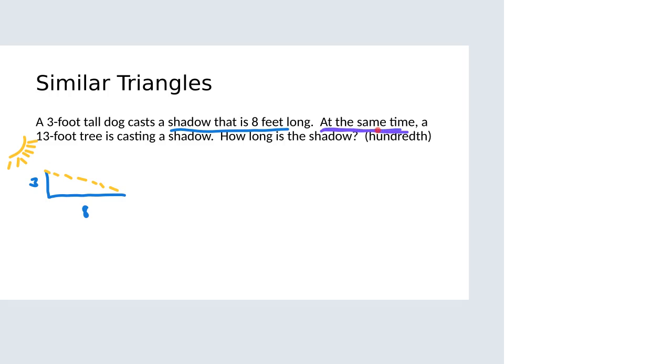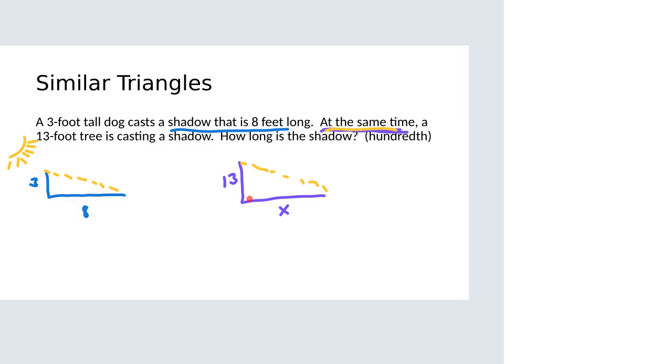A 13-foot tree, so it's 13 feet tall, is casting a shadow. I don't know how long the shadow is. That's what I'm trying to find out. But I do know that at the same time of day, the sun is casting those rays down. Since these angles are the same, and we have a 90-degree angle down here, all 3 angles in the triangles are the same, so they are similar triangles. That means I'm going to use a proportion to solve. Let me know if that is uncomfortable at all.